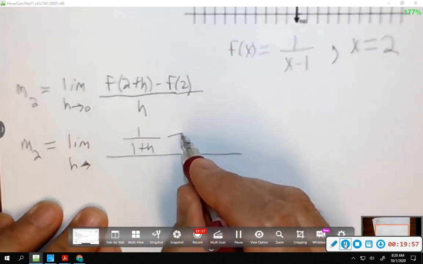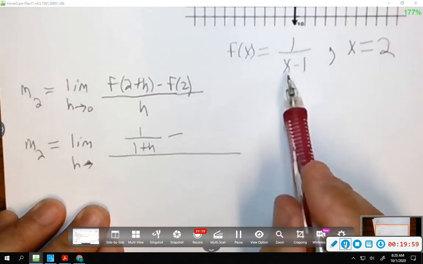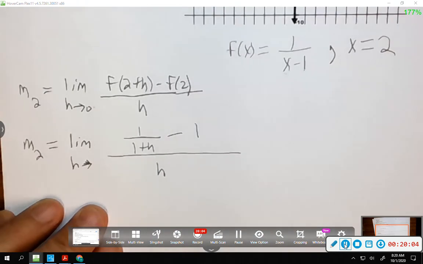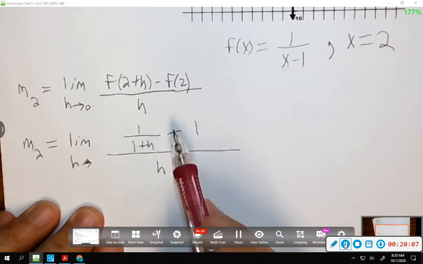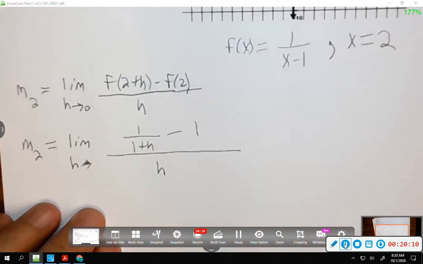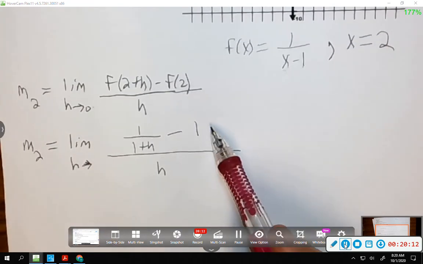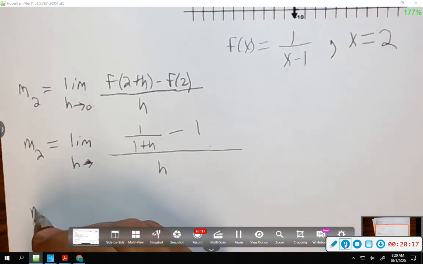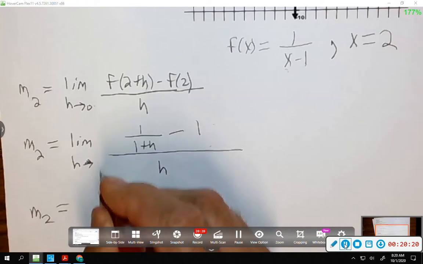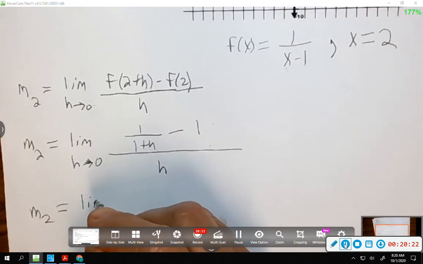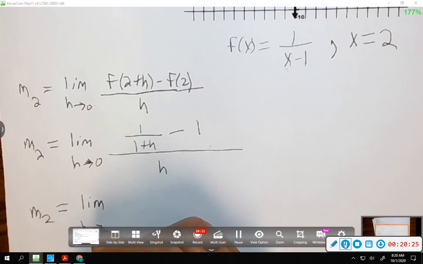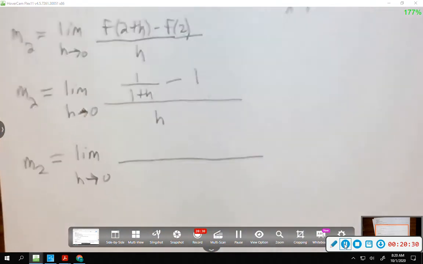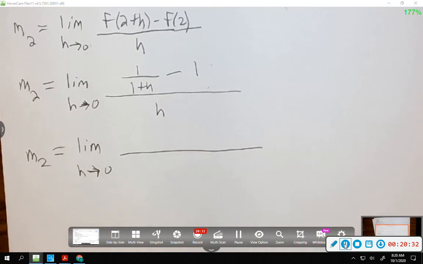Subtract f at 2. Well, look what happens. If 2 comes in, 1 over 1 is just 1, all over h. You can make this all one fraction and multiply by the reciprocal if you want to take a couple steps to do it, multiplying this by 1 plus h over 1 plus h. But the better you get at doing this in one step, it's going to save you some writing. I'm just trying to save you some writing from what you had to do in your Algebra 2 class. And I know Mr. Hearn simplified complex fractions this way as well.